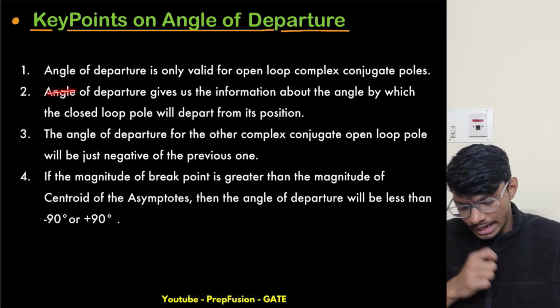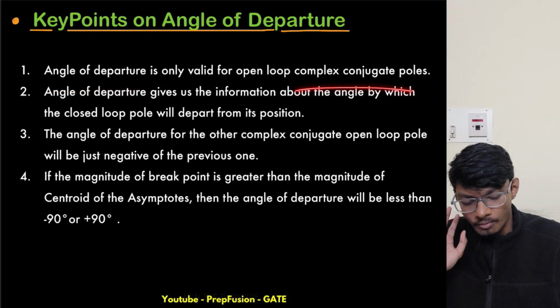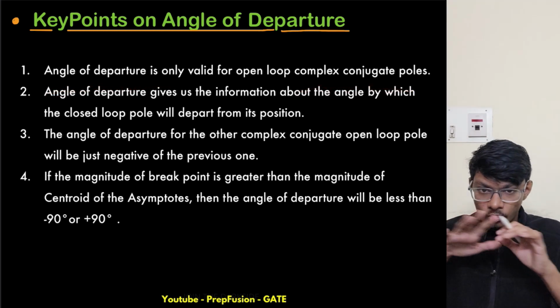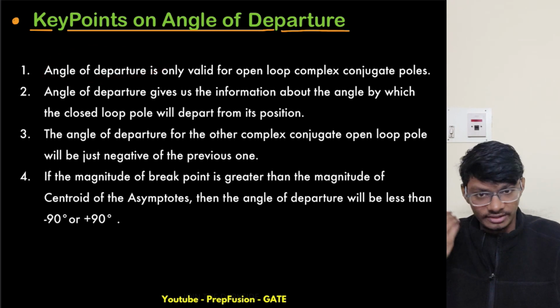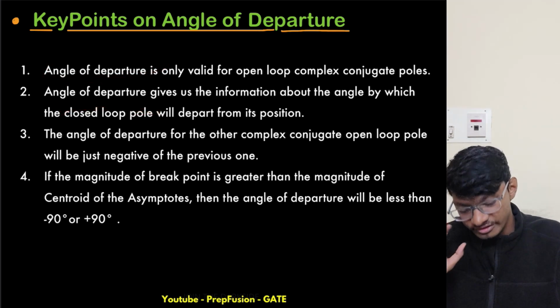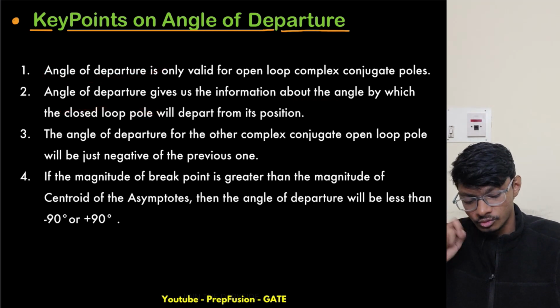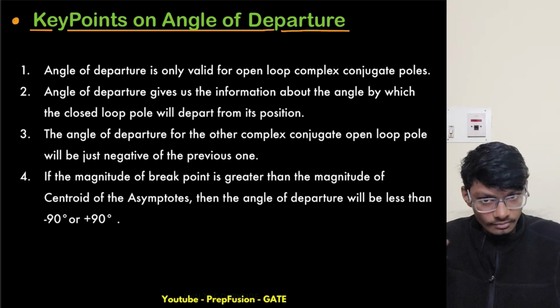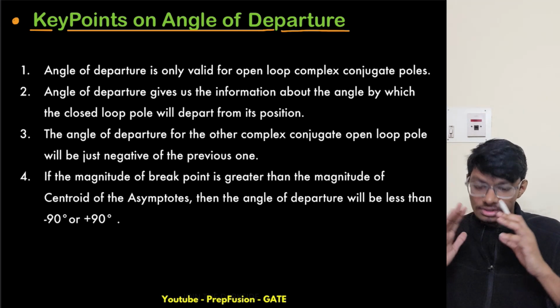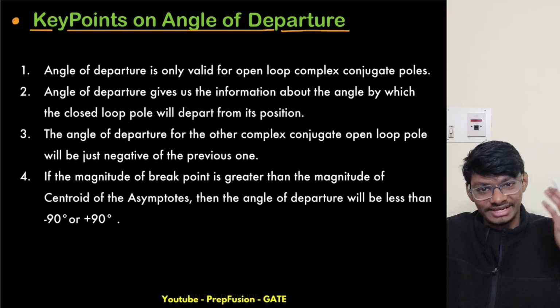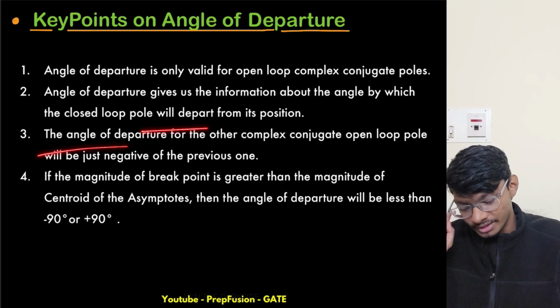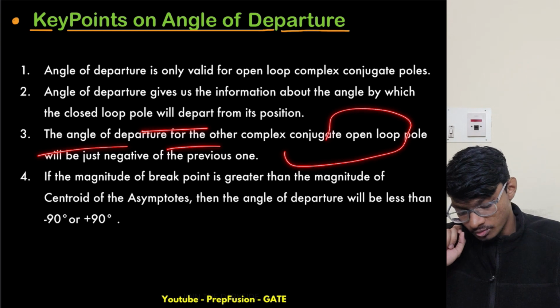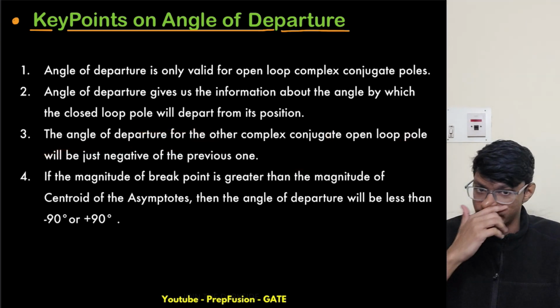So just read this through. Angle of departure is only valid for open loop complex conjugate poles. Obviously, from poles only it will leave, right? That's why angle of departure is only valid for that. Angle of departure gives us the information about the angle by which the closed loop pole will depart from its position. That you already know, right? So the angle of departure for the other complex conjugate open loop pole will just be the negative of the previous one that we just established, right?